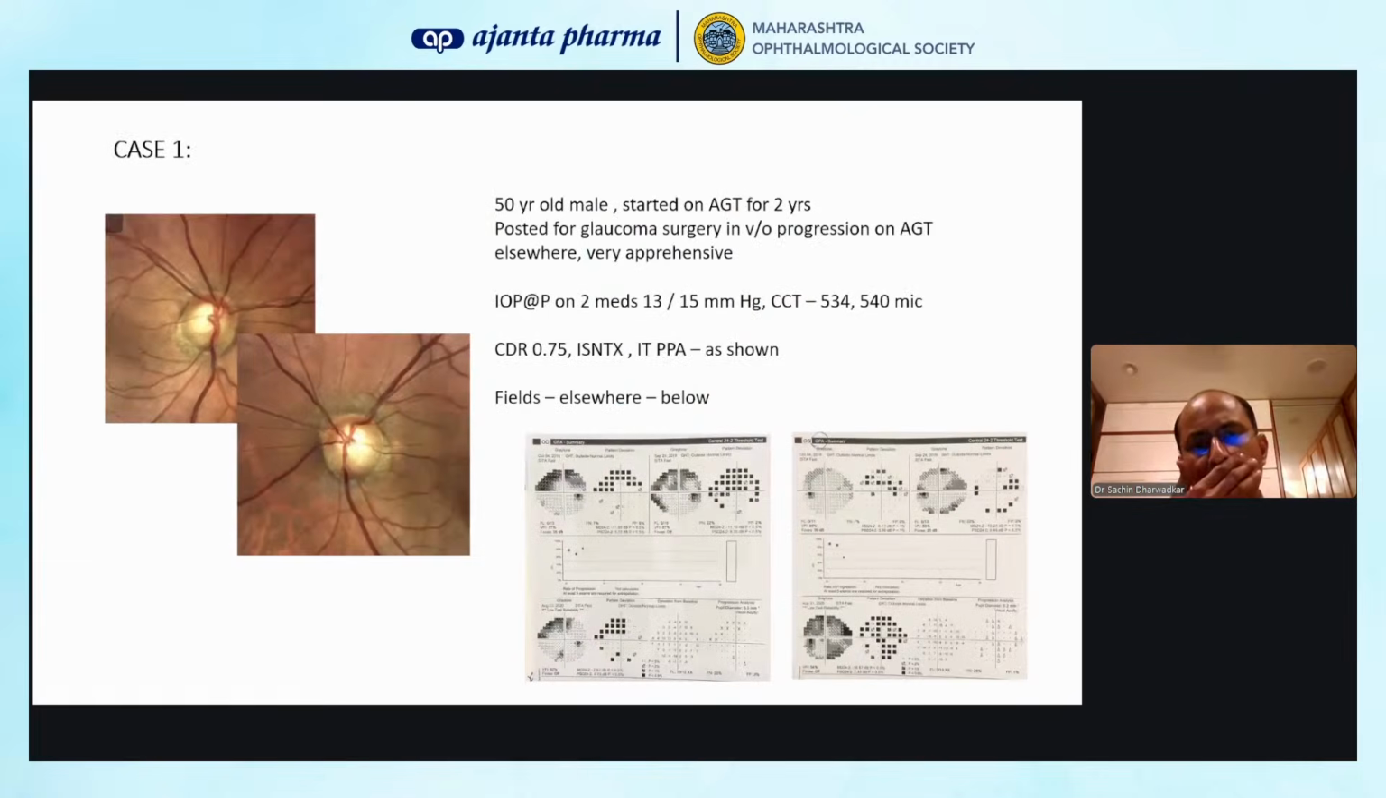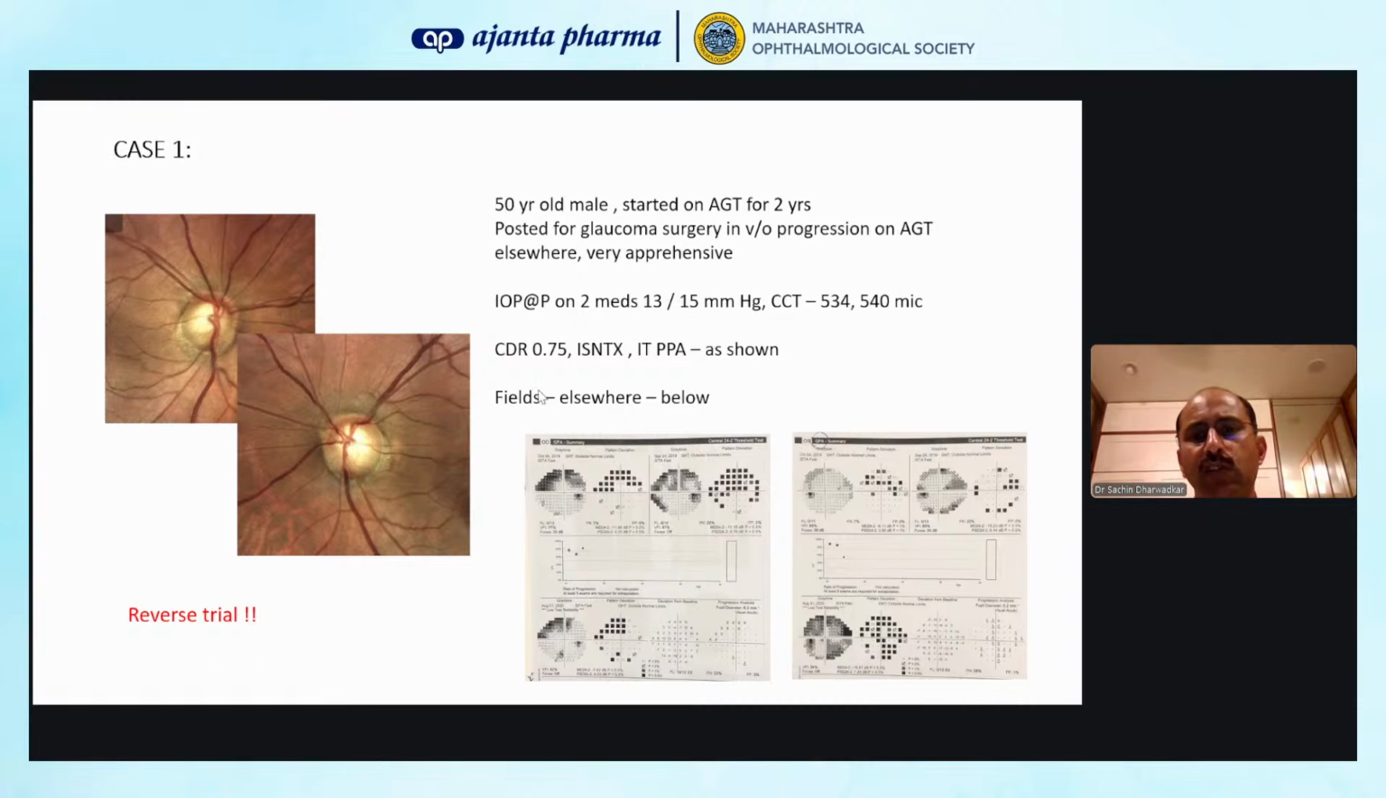Now we go directly to the examples of why OCT is important in clinical practice, and I'll cite a few examples in the next few slides. So this was a 50-year-old male on anti-glaucoma treatment and posted for glaucoma surgery in view of progression.